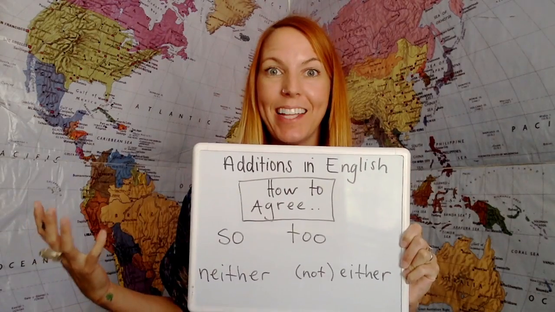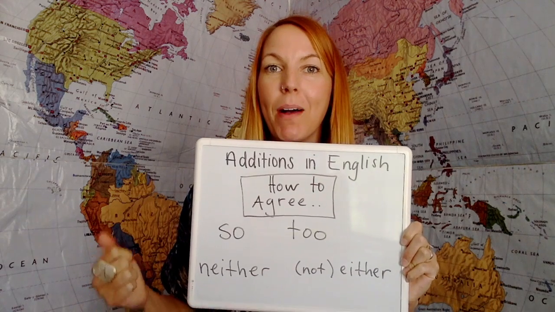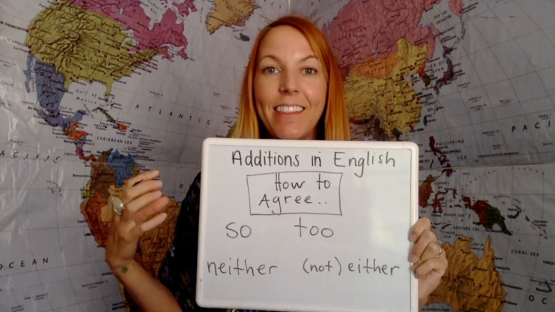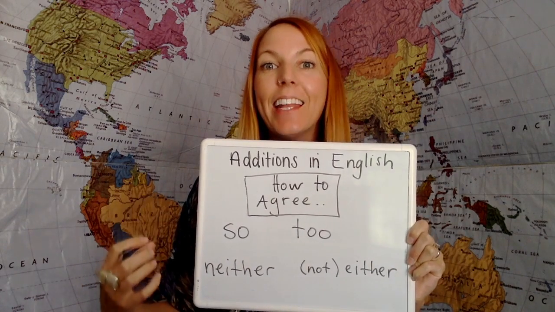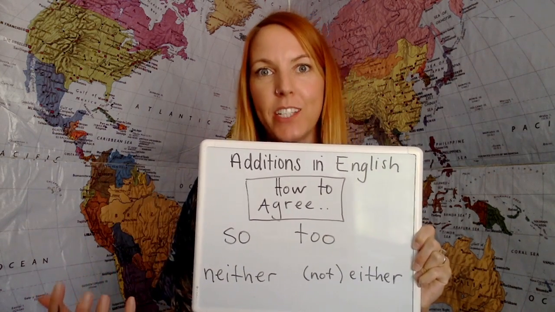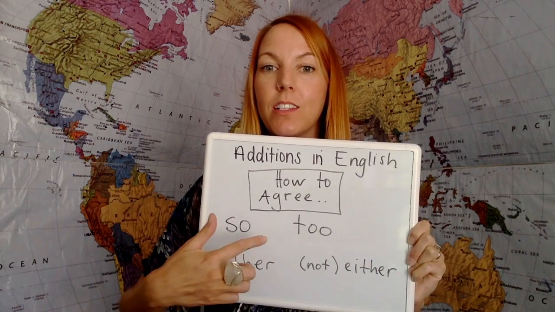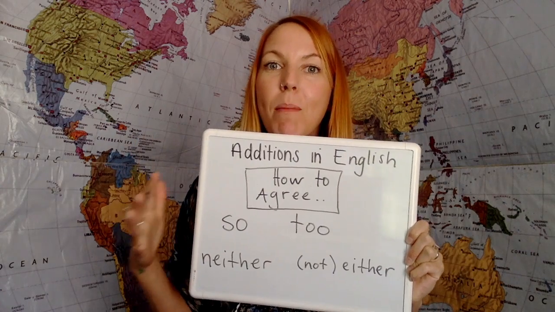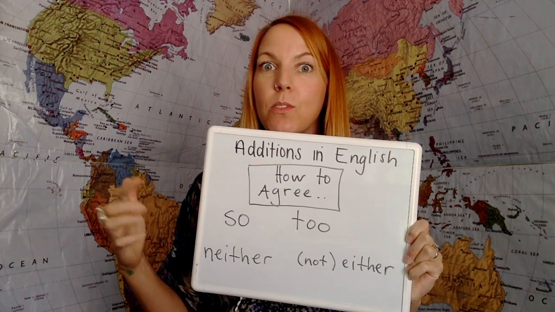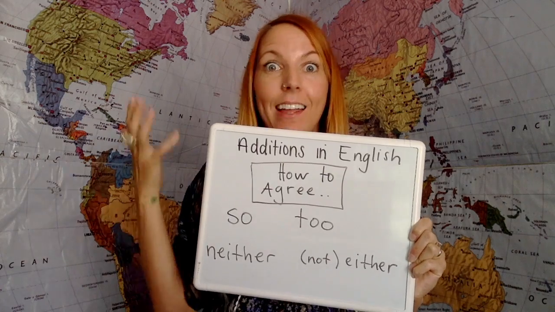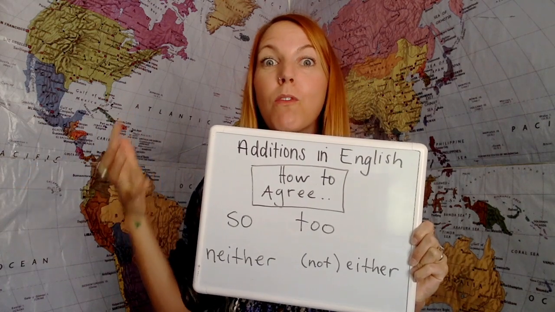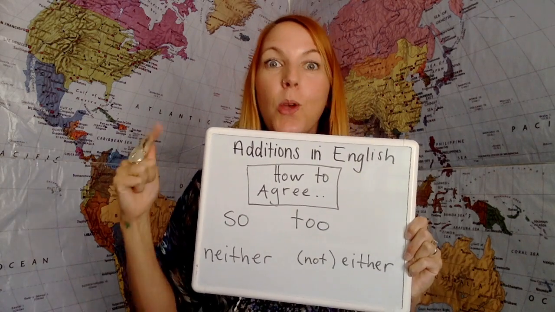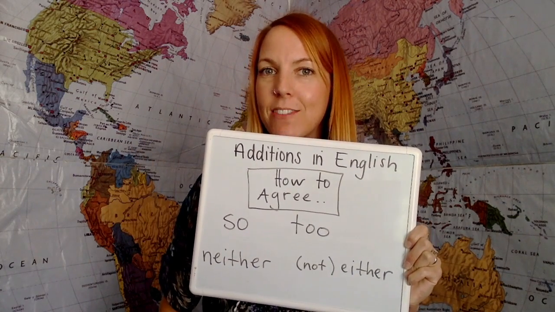As you heard in my examples, we're going to talk a little bit more about how to agree in English. They're also called additions in English. These are very short sentences added to agree with someone in a conversation. As I mentioned, we're going to review so, too, neither, and not either. The most common mistake I hear is students overusing too. And there's a difference. So we're going to review those differences together. Stay tuned, and at the end of this, you will know how to agree more effectively in English.